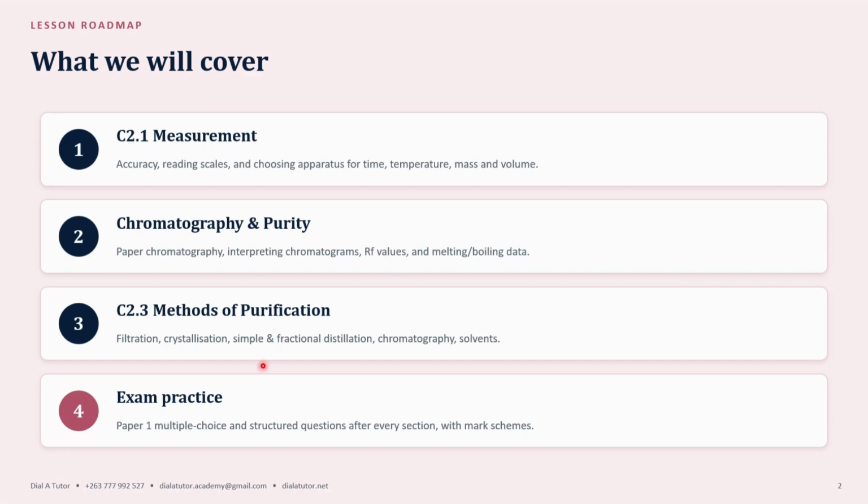You will also be given, to your delight, exam practice questions, whether it's multiple choice as well as structured questions. Marking schemes will obviously be provided to students who sign up for classes.